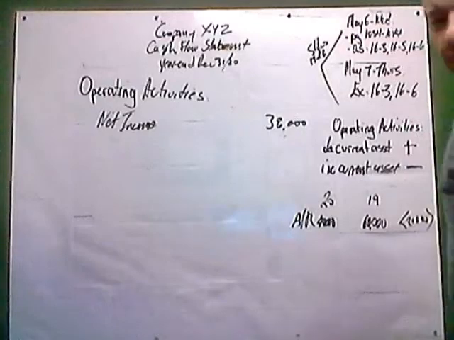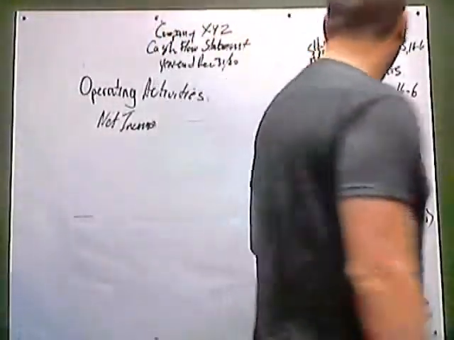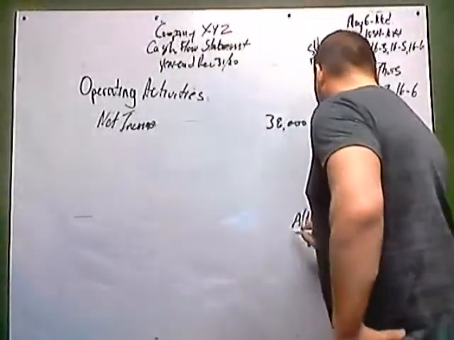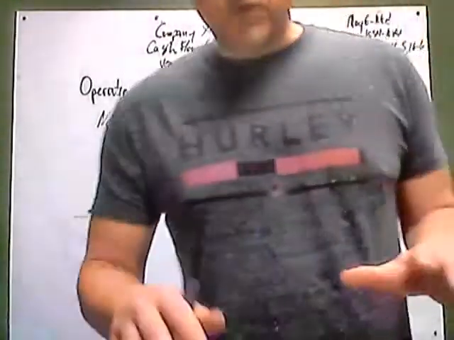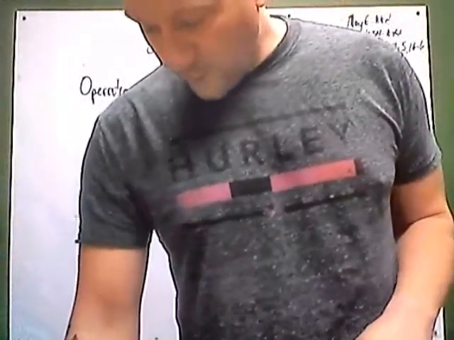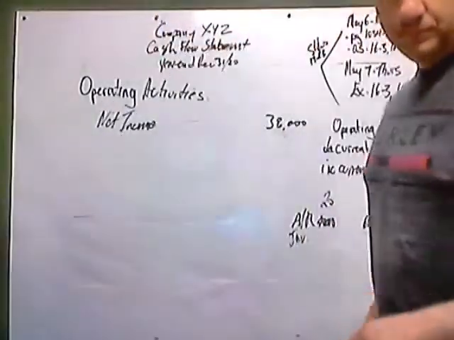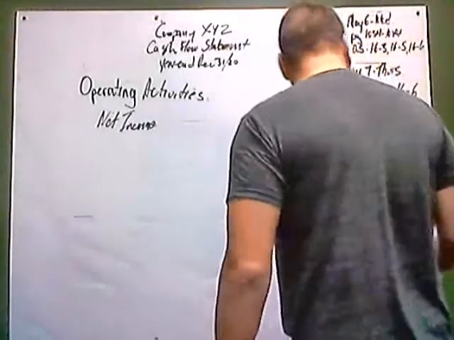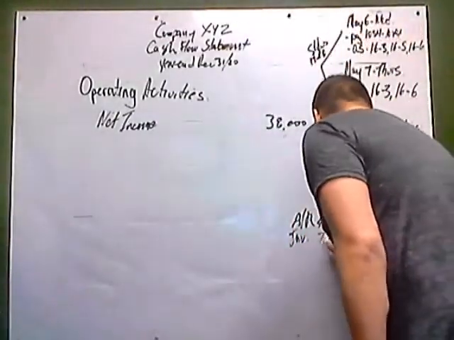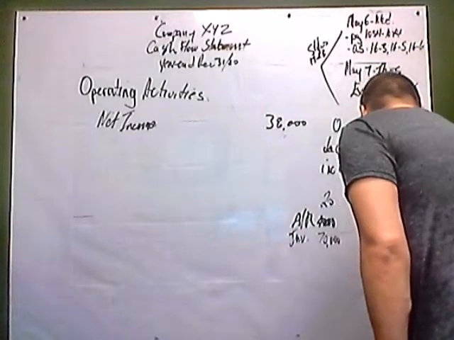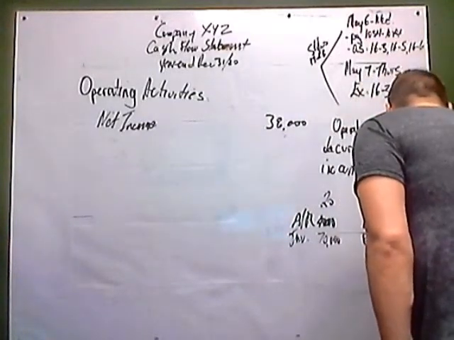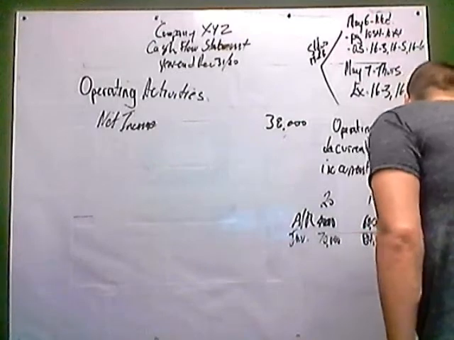Why did your AR decrease? Well, likely you collected on it. Inventory. Now, this question is good because it's following the example on page 1039. 70 and 84. Another difference of $14,000, so we're going to subtract.